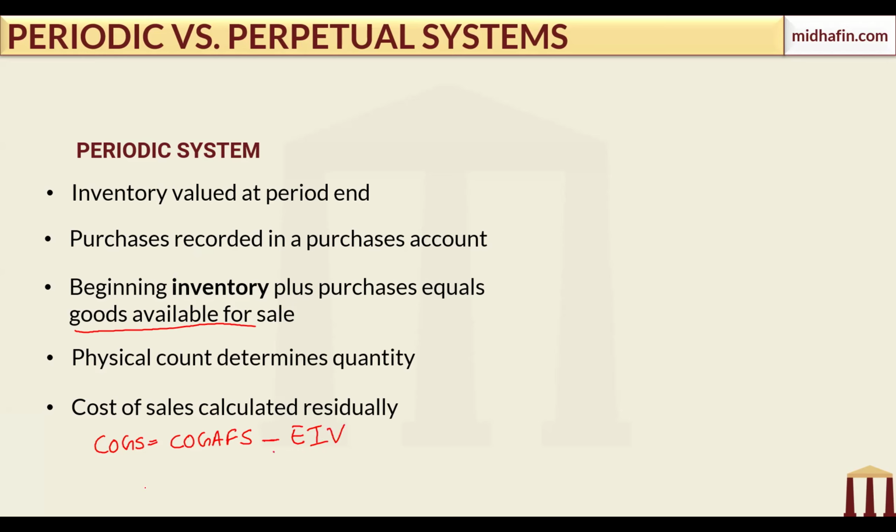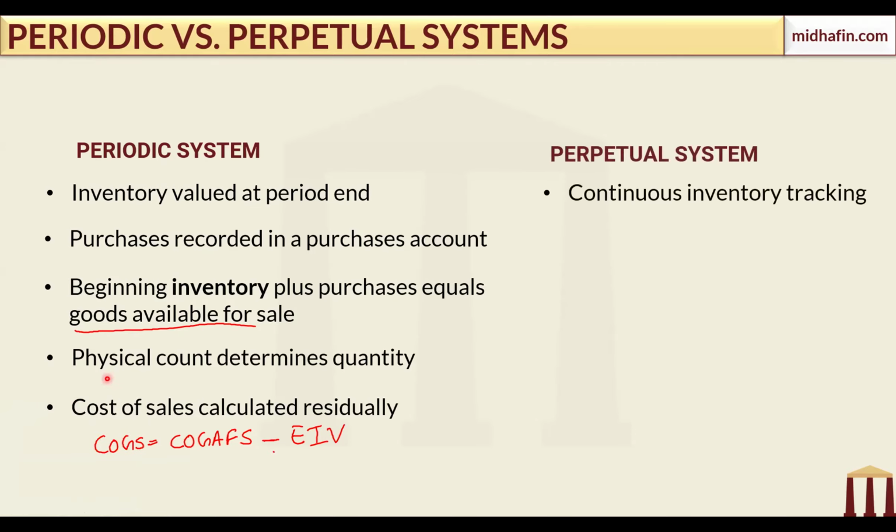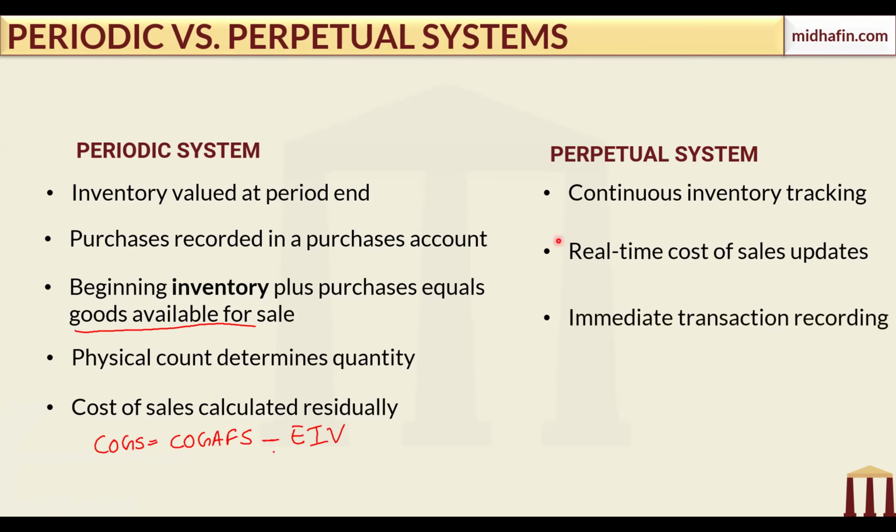Okay, fine. Now let us come to a perpetual system. Perpetual system is basically continuous inventory tracking. You have real time cost of sales update, and the transactions are recorded immediately. Okay, the transactions are recorded immediately in this case. So as the transactions happen, they will be recorded immediately.